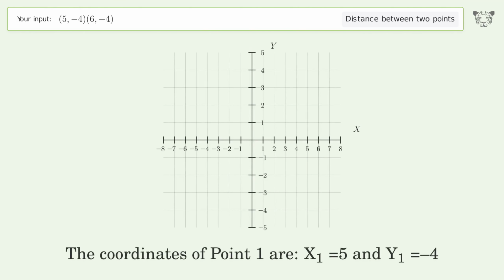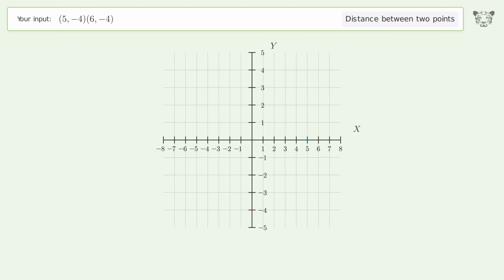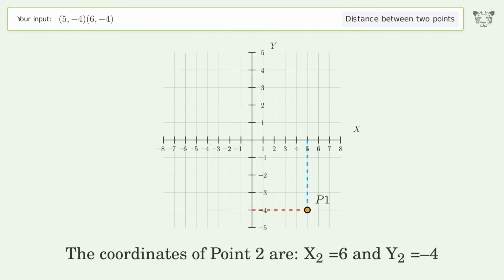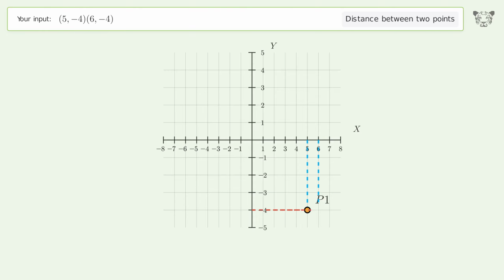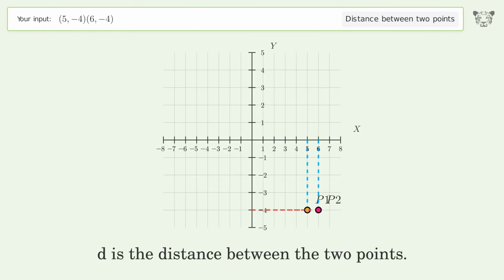The coordinates of point 1 are x1 equals 5 and y1 equals -4. The coordinates of point 2 are x2 equals 6 and y2 equals -4. D is the distance between the 2 points.